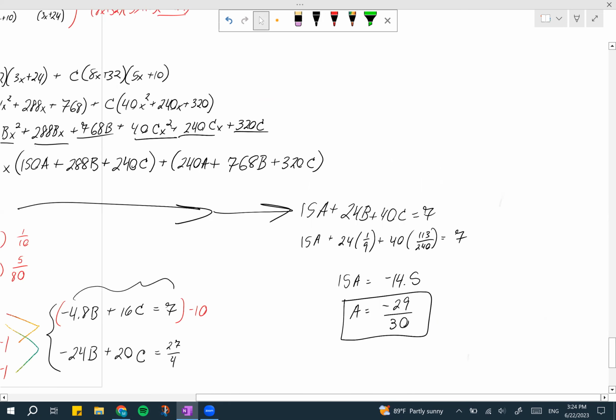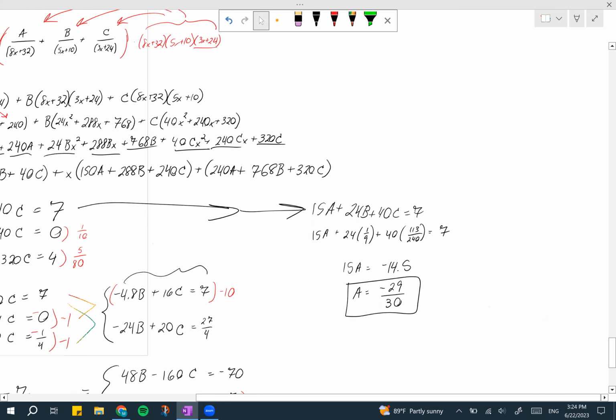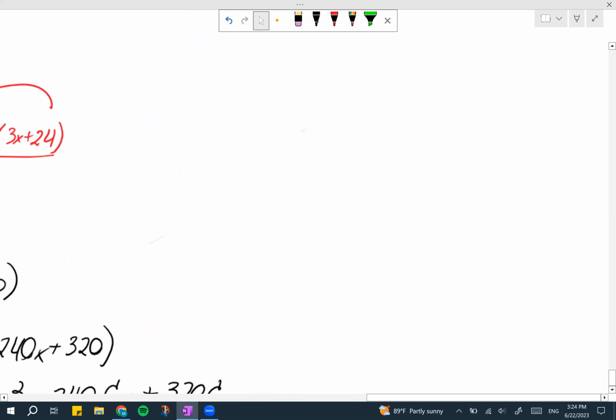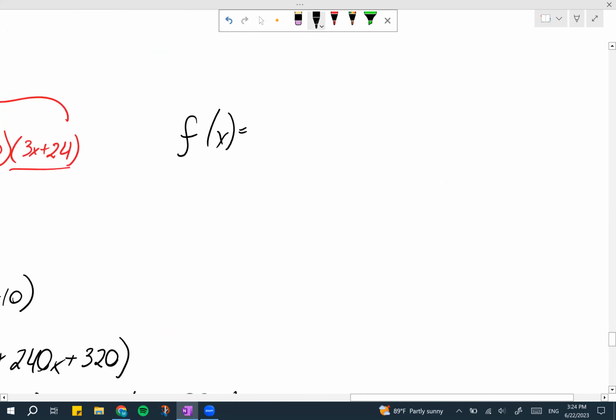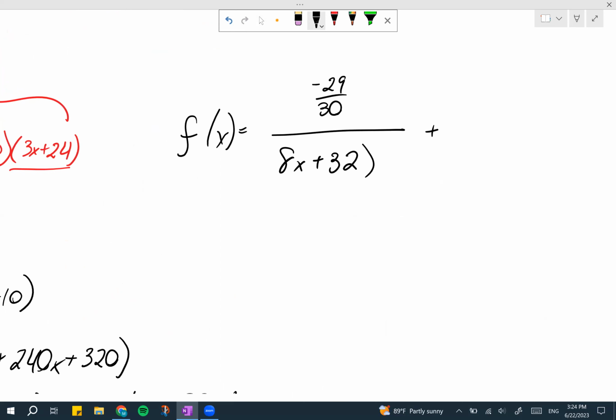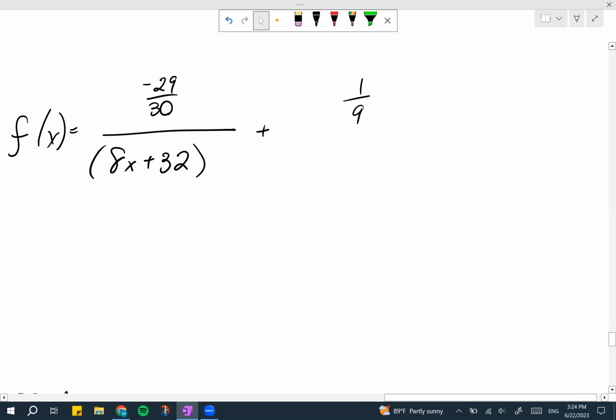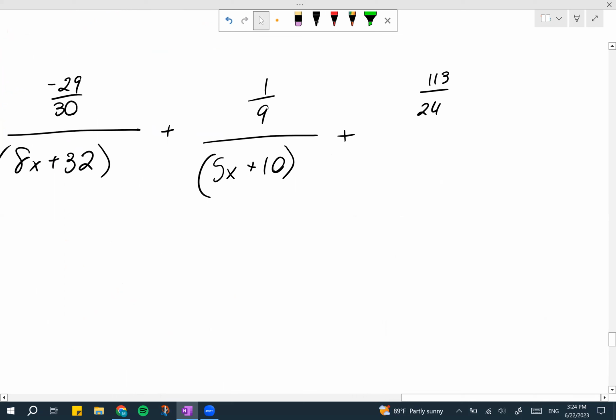So our answer, it's very long. After all of this work, our answer is f of x is equal to, our A we said was negative 29 over 30 divided by 8x plus 32, plus B we said was 1/9 over 5x plus 10, plus C we said was 113 over 240 divided by 3x plus 24. That is the final answer.